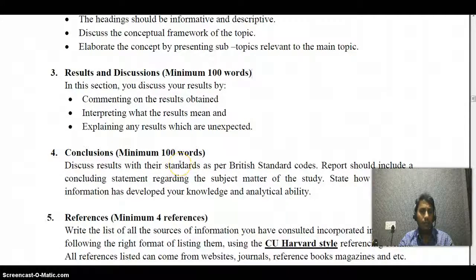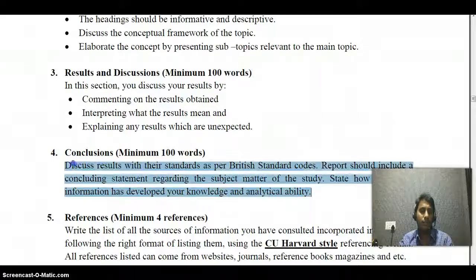Now coming to conclusions. So in this conclusion, as we all know, you can just compare your result with the British standard. This can be like 6 small paragraphs. Each paragraph can be compared with the standard, and you can recommend whether the material can be used for the construction purpose, or it is rejected, or it is not acceptable, why it is not acceptable, all these things you can discuss in the conclusion.